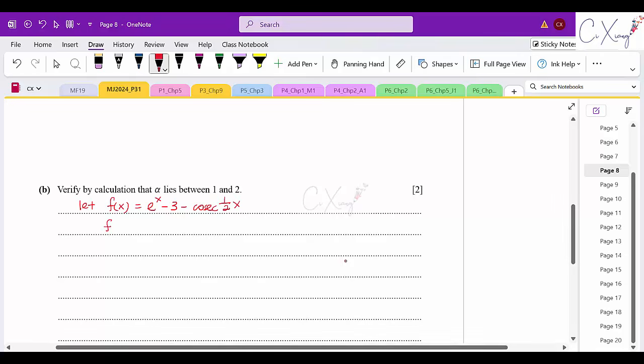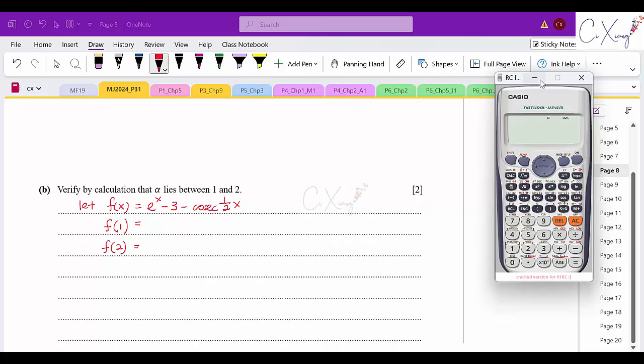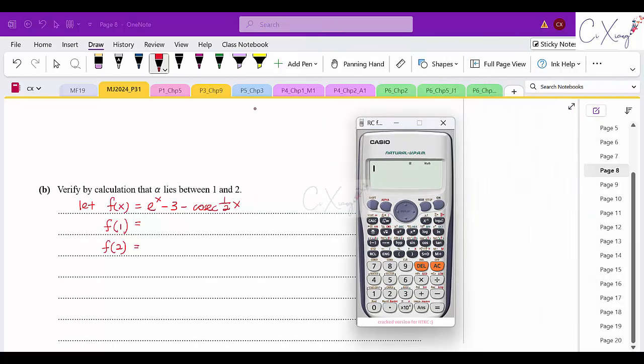Okay, then I substitute the values 1 and 2 into the function, and see whether any sign change can be observed. If a sign change can be seen, that means the root lies between the values 1 and 2. Okay, so if you want, you can use a calculator to help you. And of course, when you press the calculator, have a look at your function first. And we realize that for the function here, there's trigo involved, a trigo function or trigo value or trigo inverse.